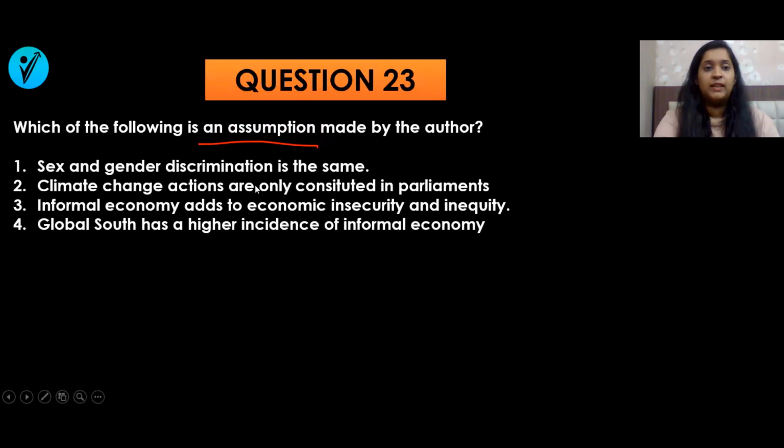All right, question number 23. Which of the following is an assumption made by the author? Sex and gender discrimination is the same. No, it is not an assumption. Climate change actions are only constituted in parliaments. No. Informal economy adds to economic insecurity and inequity. This is exactly what the author has assumed. Global South has a higher incidence of informal economy. This is not something that the author has covered. So we can eliminate it and we will choose option number 3.